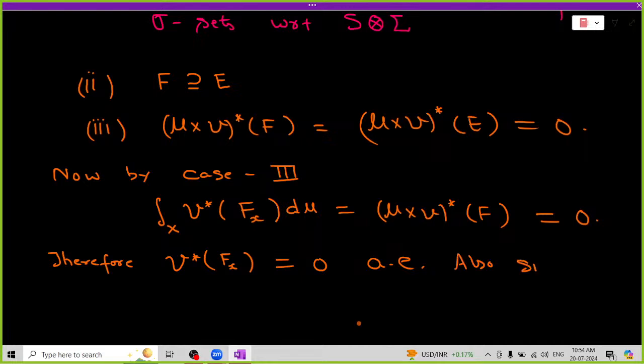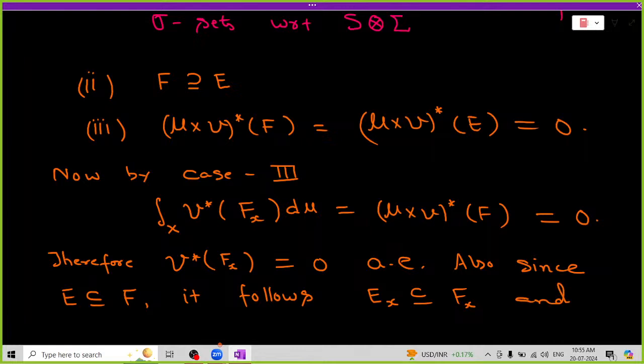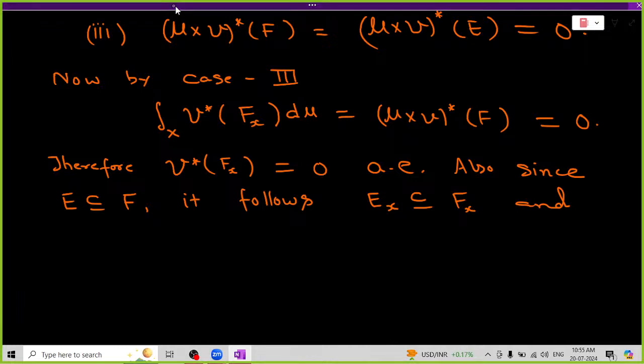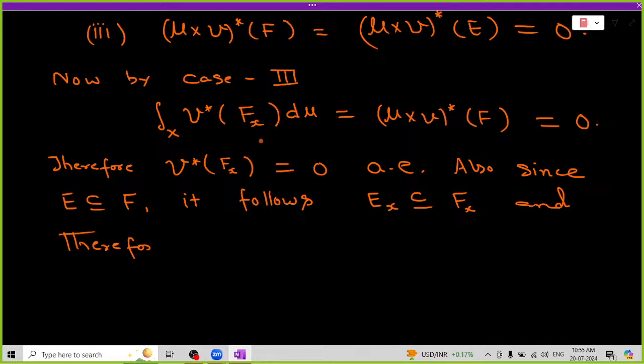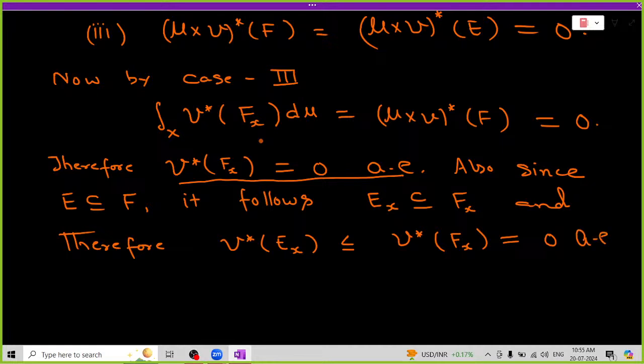Also, since E, we know that it's contained in F, so it follows that the x section of E will be contained in the x section of F, and therefore using the monotonicity, nu star of the x section of E will be less than or equal to nu star of the x section of F, and nu star of the x section of F we already saw that it is 0 almost everywhere, full stop.